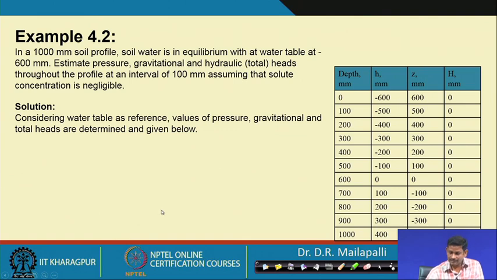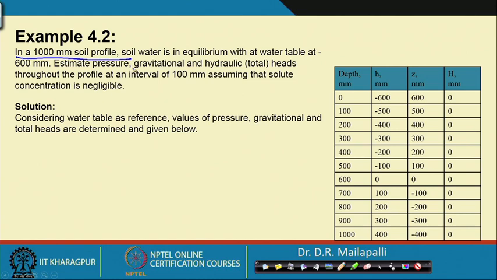And then, for example, in this example, if you see, there is a 1000 mm soil profile, which is divided into 100 mm sections. Let us say the water table is at 600 mm distance from the top. Then the question is to estimate the pressure, gravitational and hydraulic total heads throughout the profile at an interval of 100 mm, assuming that solute concentration is negligible. That means osmotic potential is negligible here.